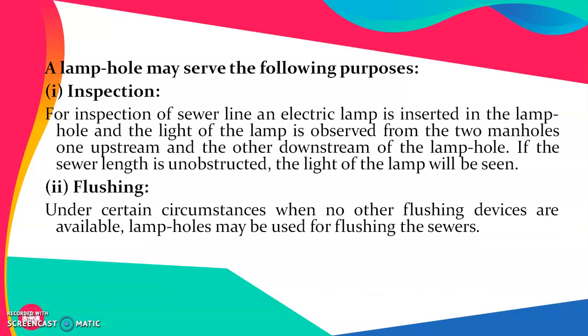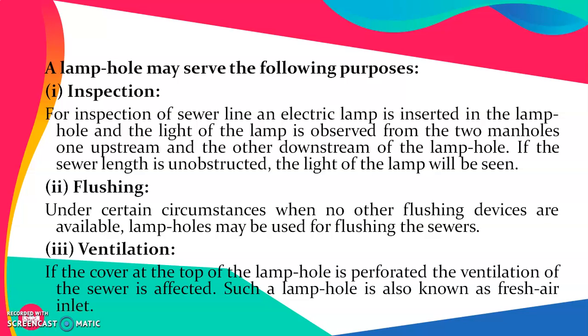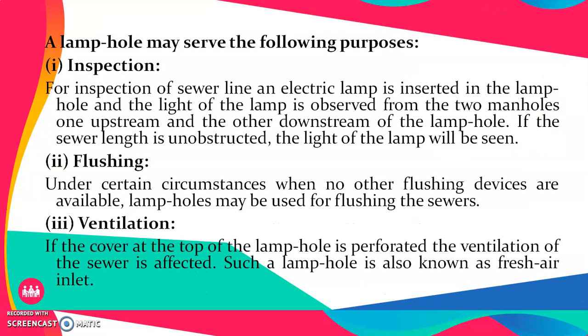Second is flushing. Under certain circumstances, when no other flushing devices are available, the lamp hole may be used as a point from where flushing can be done to clean the material which is resulting in the obstruction. And third is ventilation. If the cover at the top of the lamp hole is perforated, the ventilation of the sewer is affected. Such a lamp hole is also known as a fresh air lamp hole.